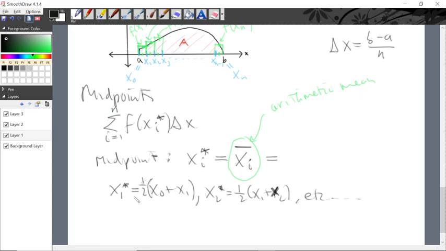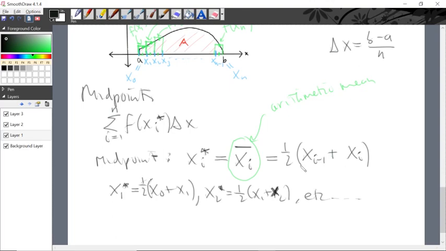So in general, if we wanted to calculate an xi star, well, we're going to take 1/2 of a sum, and the sum of what? Take this as an example. For x2 star, the sum that we looked at was x1 plus x2. So for an xi star, we expect to take 1/2 times x sub i minus 1, plus, and then for x2, that would be just xi.